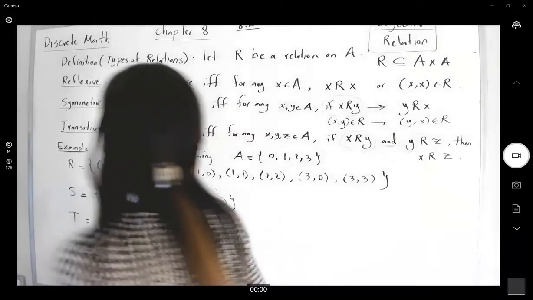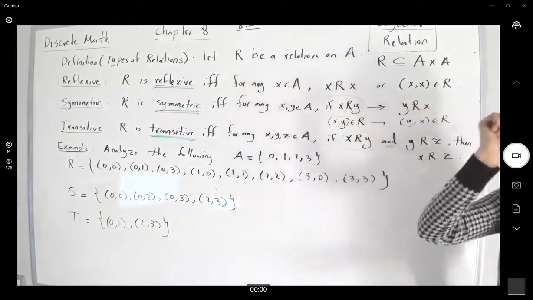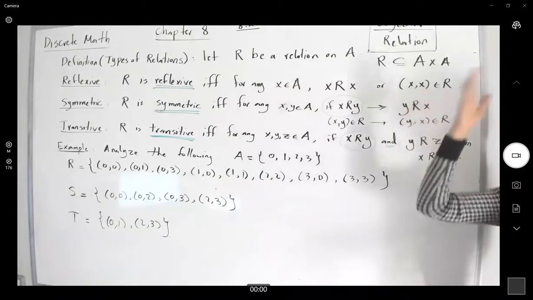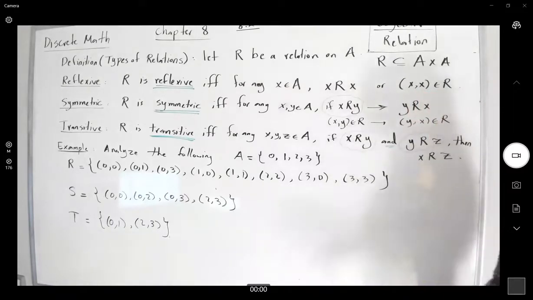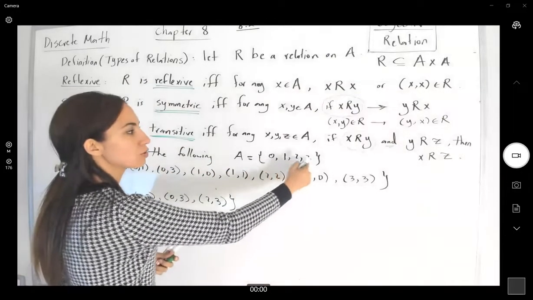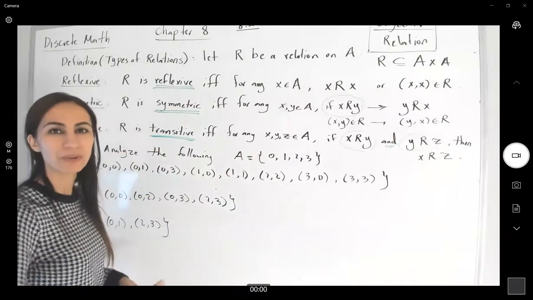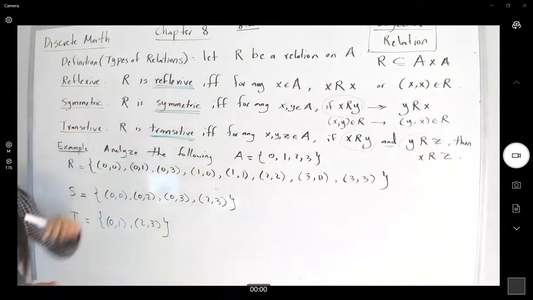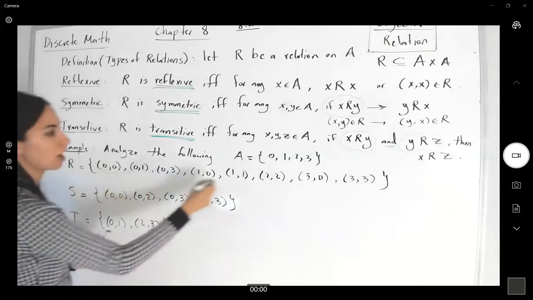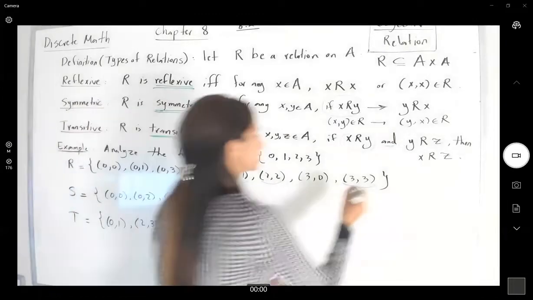Okay, so being reflexive, if and only if for any x in A, x is in relation with itself, or the point (x, x) belongs to the relation. So as you can see here, your set A has 0, 1, 2, 3. As long as you have (0,0), (1,1), (2,2), (3,3), then you're good with reflexive relation. Okay, I see (0,0), I see (1,1), I see (2,2), I see (3,3), so it is reflexive.